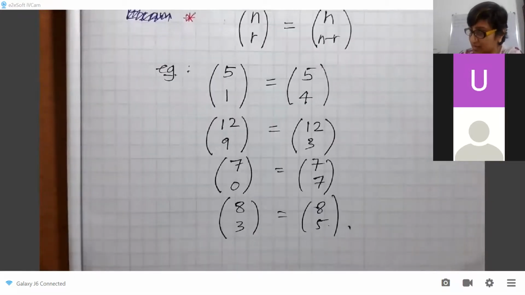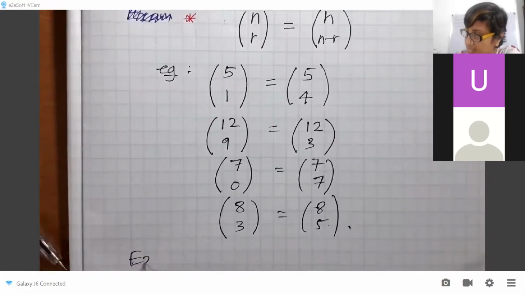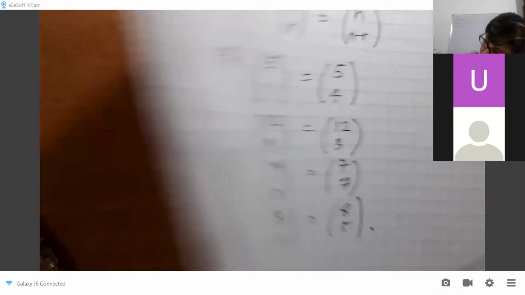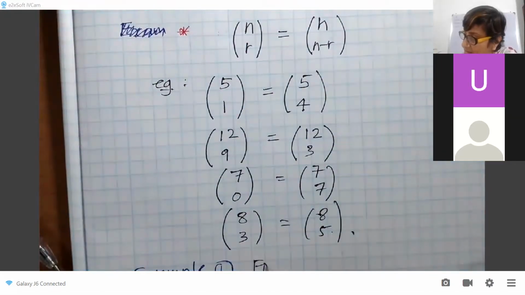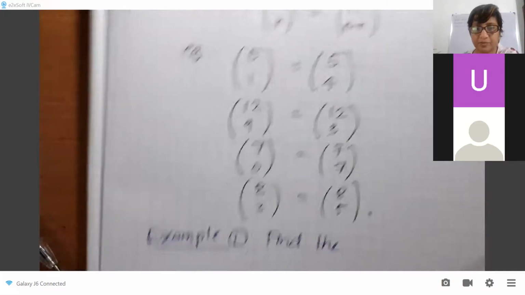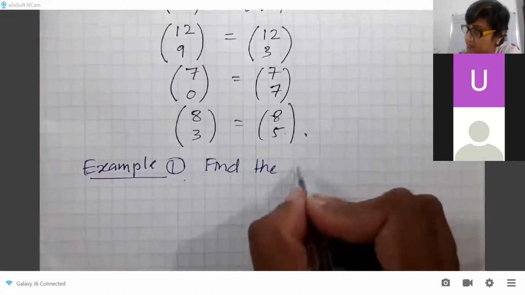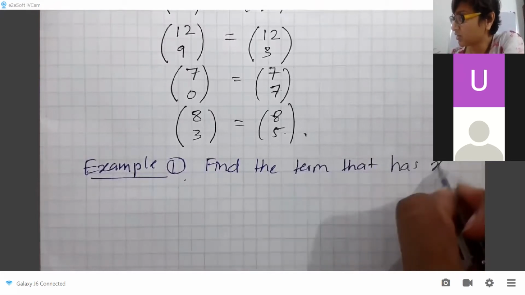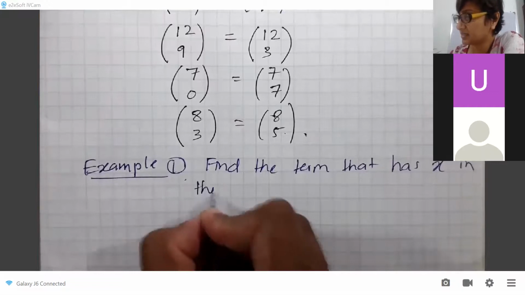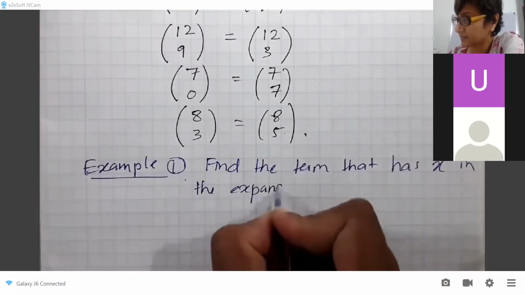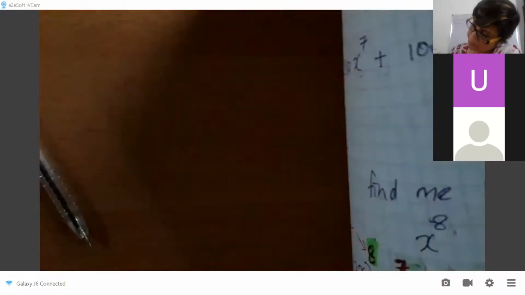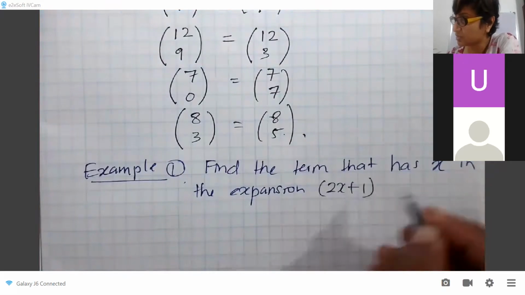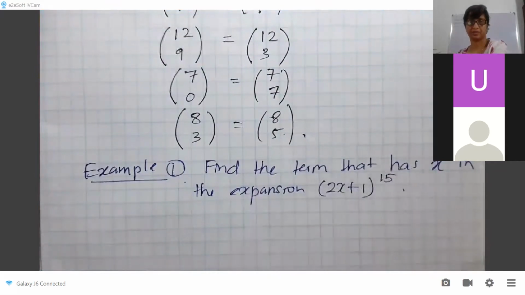Now let's do an example. This is an example of finding a required term. Let's write that down. Find the term that has x to the power of 8 in the expansion. What was the expansion? 2x plus 1 to the power of 15. Okay.